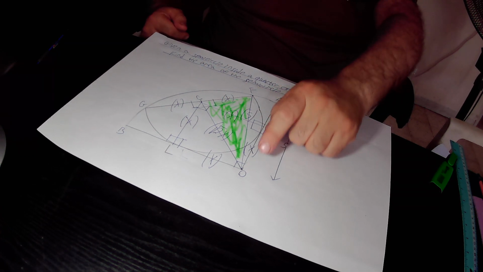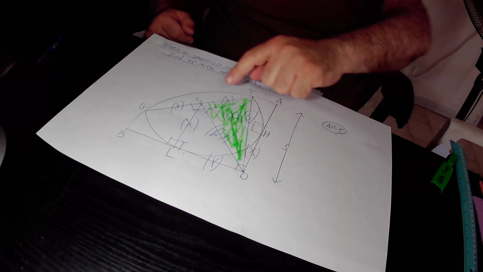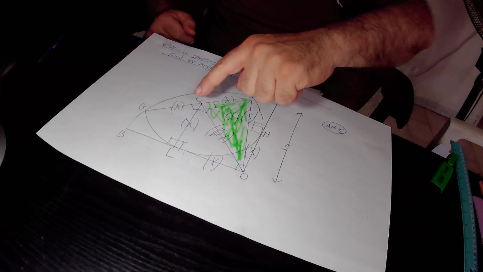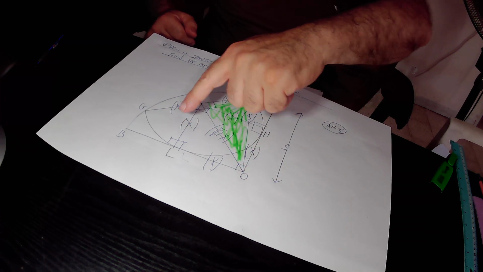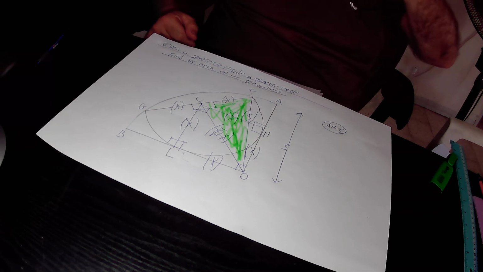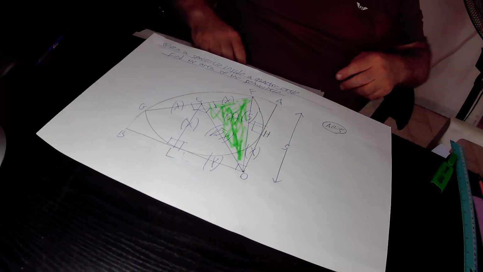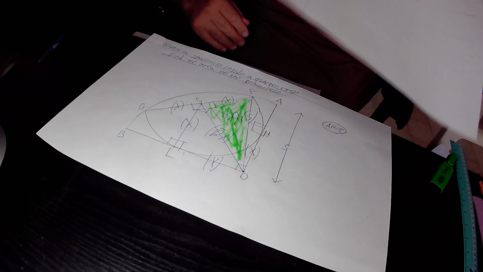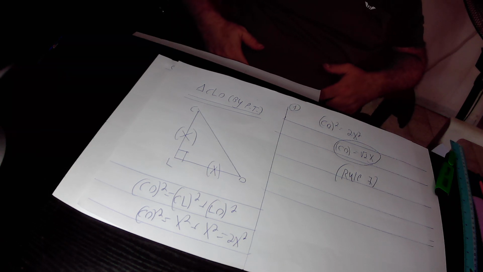In the next step, we join points O and C together by a straight line. By joining points O and C, we get the right-angled triangle CLO. In the next step, I copy this right-angled triangle CLO onto a new page, and we implement the Pythagorean theorem on it. So this is the right-angled triangle CLO that I copied from the original drawing.